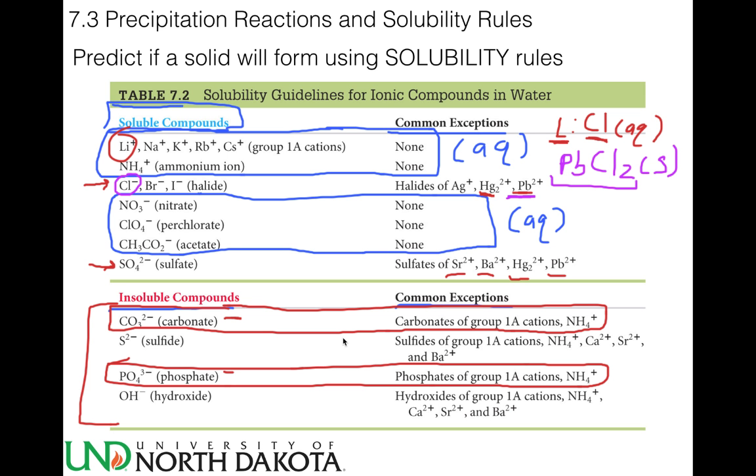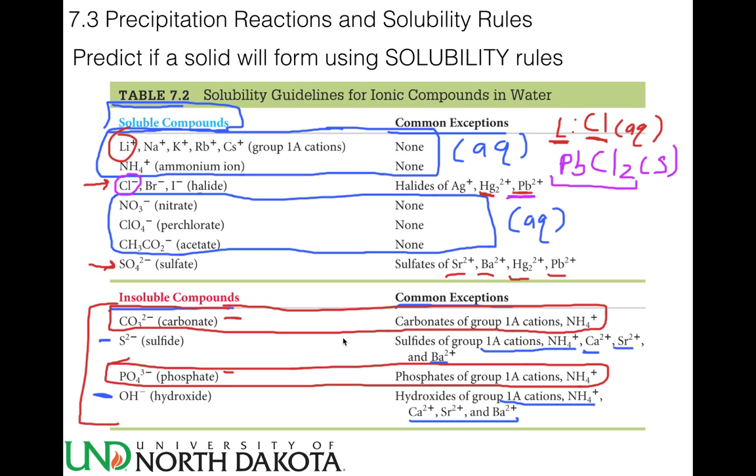Now sulfides and hydroxides are similar. They're always insoluble, but they have different exceptions. One of their exceptions is the group 1A cations and ammonium in both cases, and the other exceptions in both cases are the calcium, strontium, and barium ions. So if we saw calcium sulfide, it would be a soluble compound. However, if we saw maybe iron 2 sulfide, it would be a solid compound, an insoluble compound.